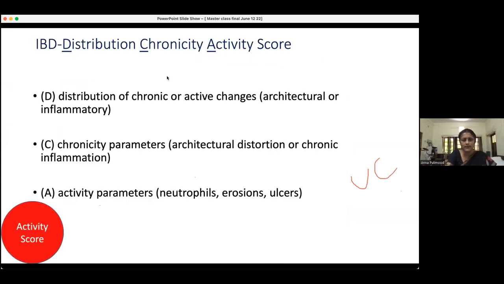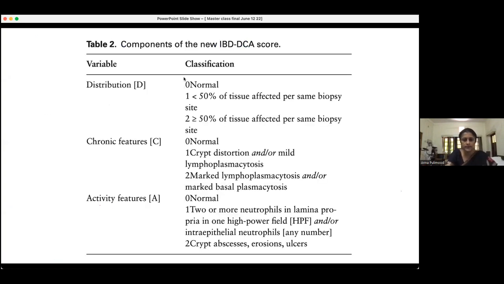The DCA system is a more recent grading system used for both UC and Crohn's disease. The advantage of this DCA system is it can be used for both, and it's based on the distribution of chronic changes, architectural alteration and chronic inflammation, and the distribution of activity. So there's a different score for each segment. There'll be one DCA score for the ileum, one for the proximal colon, one for the mid, and one for the distal. And if all are the same, then you indicate that the score is the same for all. This is just the details of the DCA system.